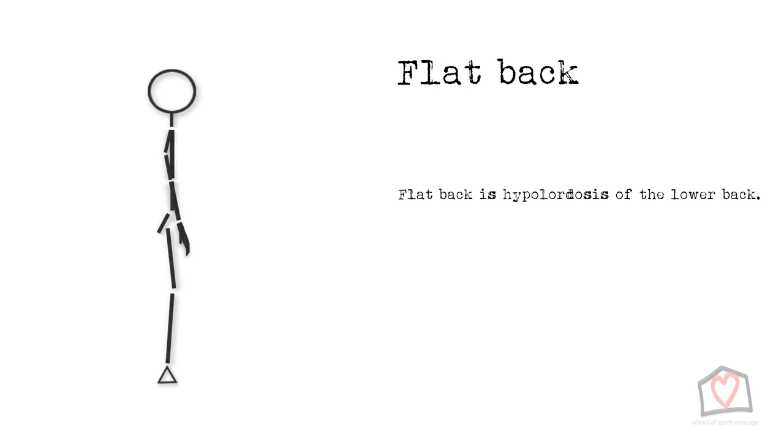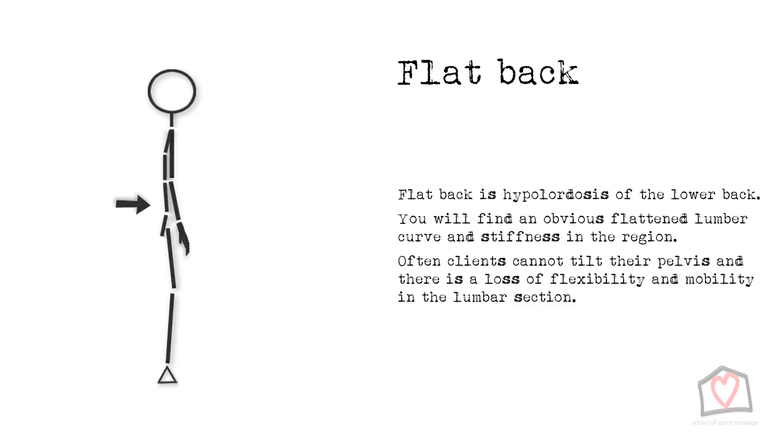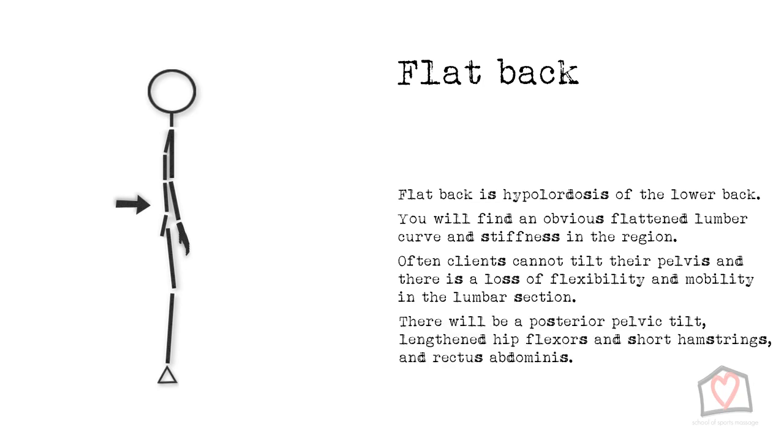Flat back is our next posture and is where there is a hyperlordosis of the lower back. You will find an obvious flattened lumbar curve and stiffness in the region. Often clients cannot tilt their pelvis back and forth and there is a loss of flexibility and mobility in the lumbar section. There will be a posterior pelvic tilt, lengthened hip flexors and shortened hamstrings and rectus abdominis.